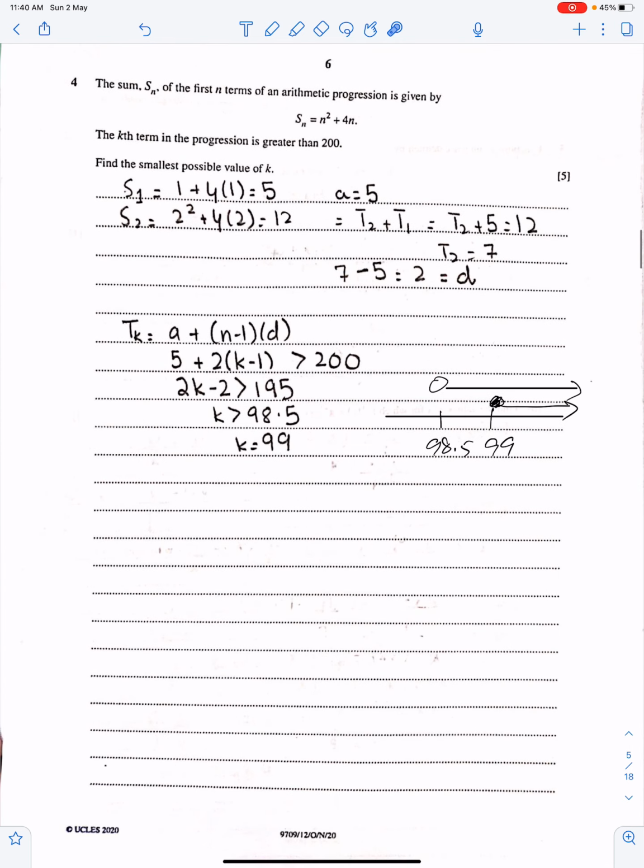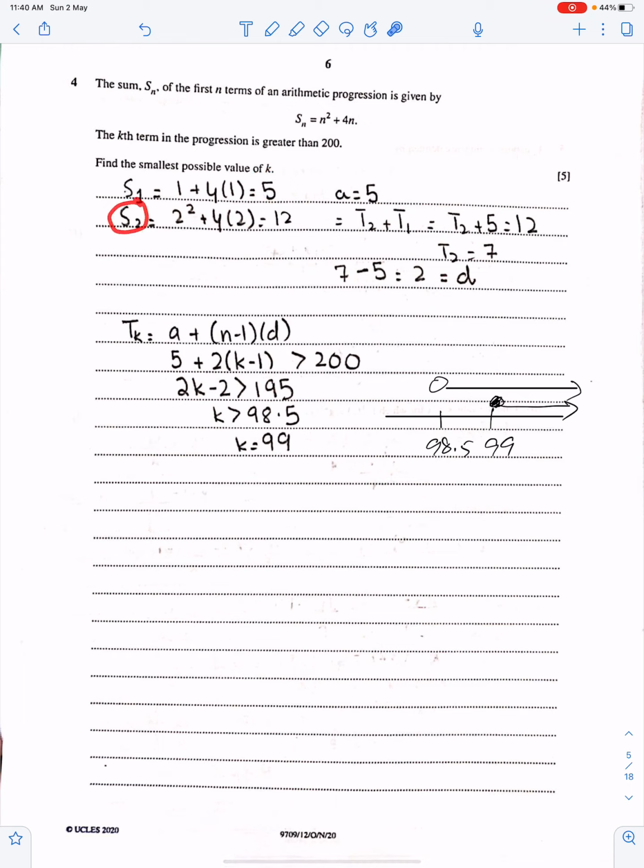Question number 4. The sum Sn of the first n terms of an AP is given. The kth term in the progression is greater than 200, meaning Tk is greater than 200. Whenever we have this type of thing, we can easily get the first term, second term and third term. So for the first term, n must be 1.